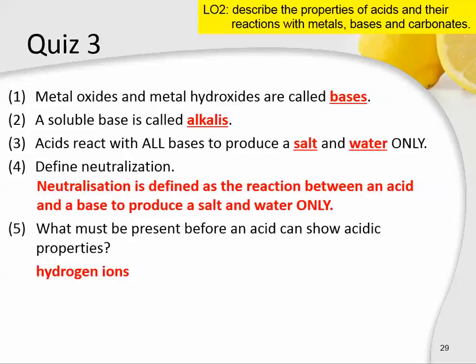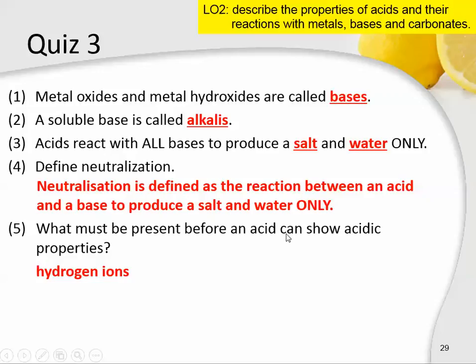Welcome back. Metal oxides and metal hydroxides are called bases. This is the definition of bases you must know. And a soluble base is called an alkali. You'll learn more about alkalis in the next section. Acids react with all bases to form a salt and water only. This is very important, and the name for this reaction is neutralization. Neutralization is defined as the reaction between an acid and a base to produce a salt and water only. Take note, no gas is produced.